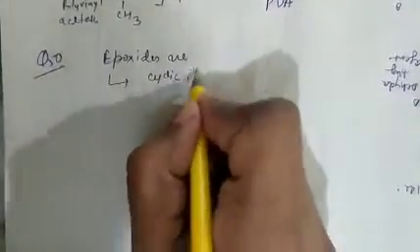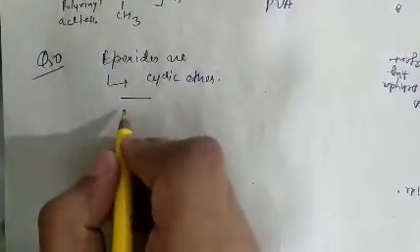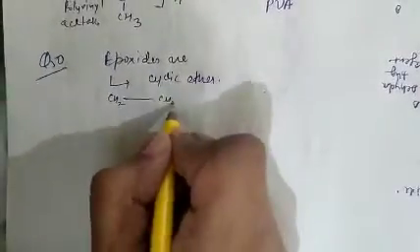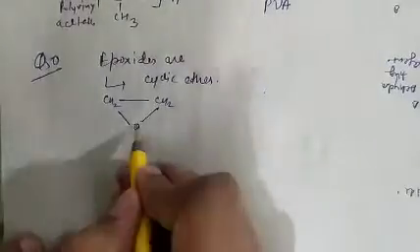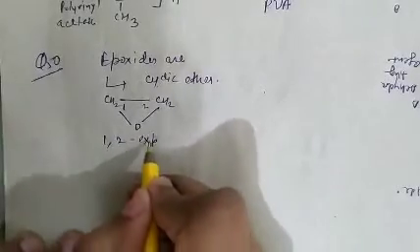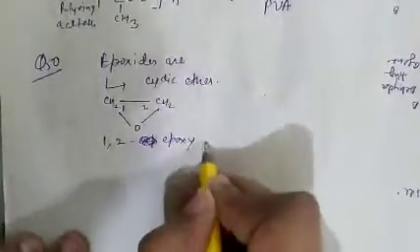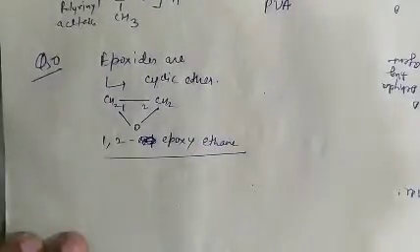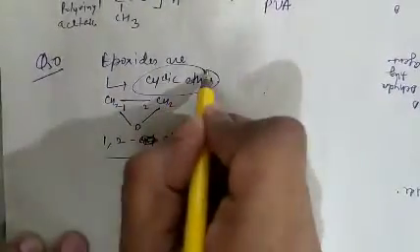See question number 50. Epoxides are. Basically epoxides are cyclic ethers, like this compound CH2, CH2O. As the epoxy group is present between 1 and 2 positions, we may also call it 1,2-epoxyethane. 1,2-epoxyethane is the nomenclature of this compound. So question number 50, epoxides are basically cyclic ethers. Option A is correct.